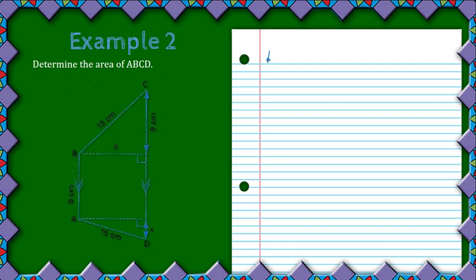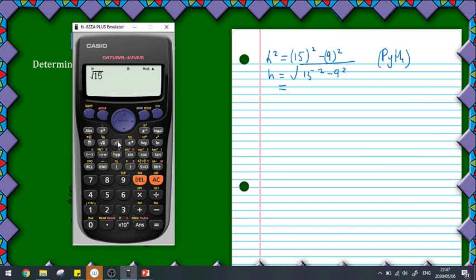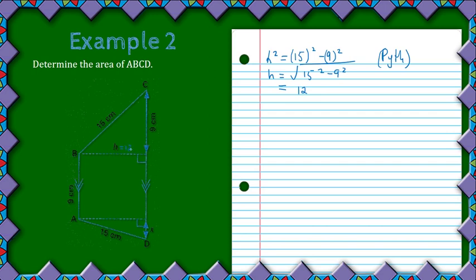So we have that h squared is equal to 15 squared minus 9 squared, and we have used Pythagoras. So this h is then the square root of 15 squared minus 9 squared, which is equal to 12. All right, so our height is equal to 12. Then we need to find x. If this height is 12, we can find x also by using Pythagoras. x squared is equal to 15 squared minus 12 squared. And that's Pythagoras. Then x is equal to the square root of 15 squared minus 12 squared.